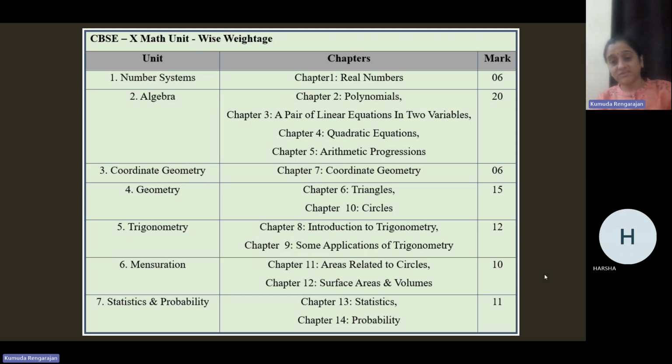So arithmetic progressions can be like that. Again, it depends on the questions, it depends on the type of paper your school sets.